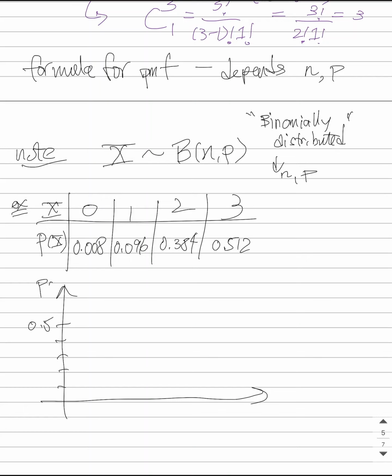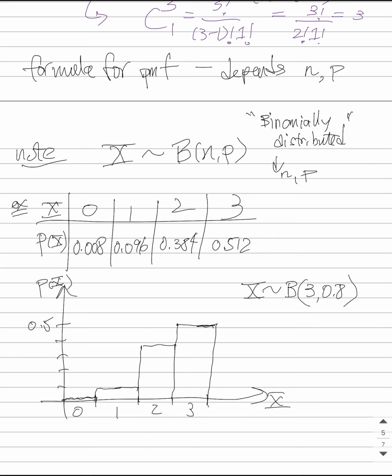So we can break this up into the categories 0, 1, 2, and 3. Here's our bar chart. It is very, very little in this first bar. The next one is almost up to there. The next one gets close to 0.4. And then the next one is slightly above here. In this example, we've got a binomial distribution where n is 3 and the probability of success is 0.8.